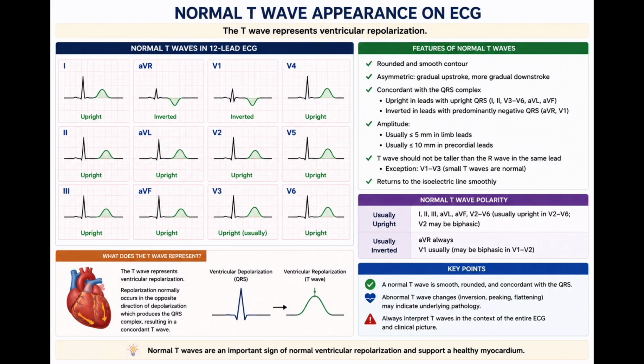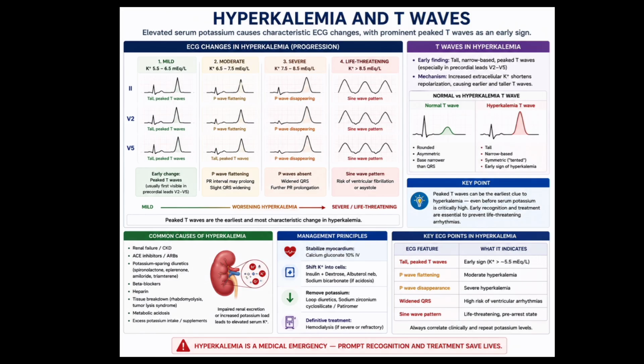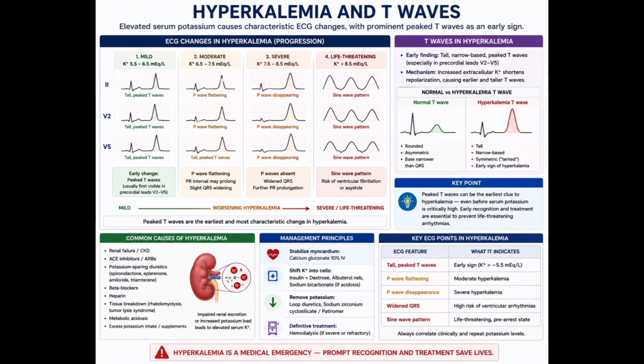After the ST segment, the next major ECG component is the T wave. The T wave represents ventricular repolarization, the electrical recovery phase of the ventricles. A normal T wave is usually smooth, rounded, and upright in most ECG leads. Hyperacute T waves may be one of the earliest ECG signs of acute myocardial infarction. Hyperkalemia often produces tall, narrow-peaked T waves.